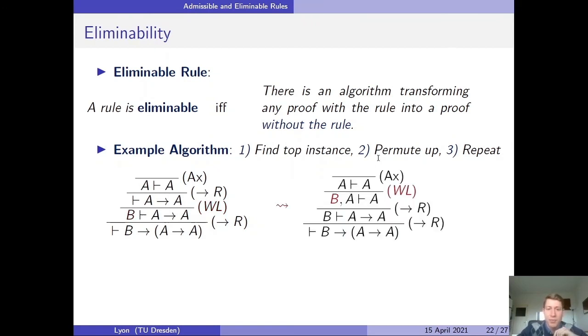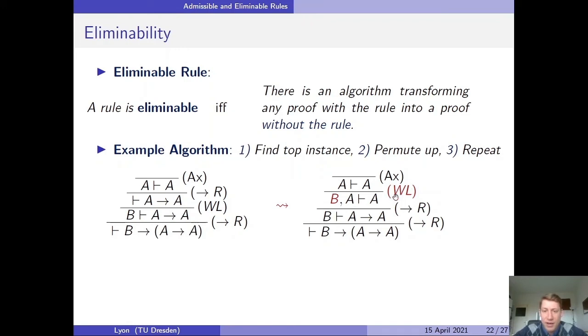So now if we permute the weakening left rule with the implication right rule, instead we apply weakening left first, and then we apply implication right second, meaning we first weaken in with this formula B, and then we introduce the A implies A into the conclusion of the sequent. And now we just repeat this process going back to step 1 with the newly obtained derivation.